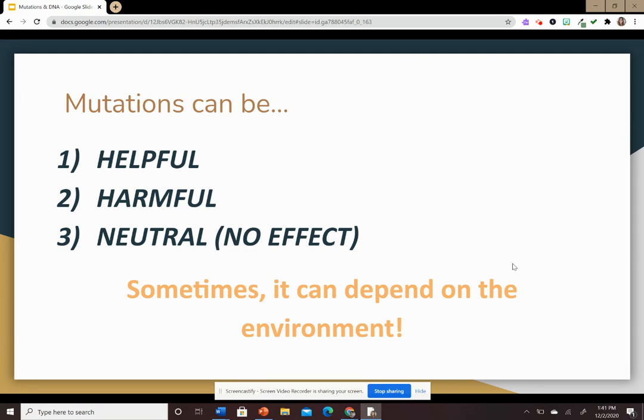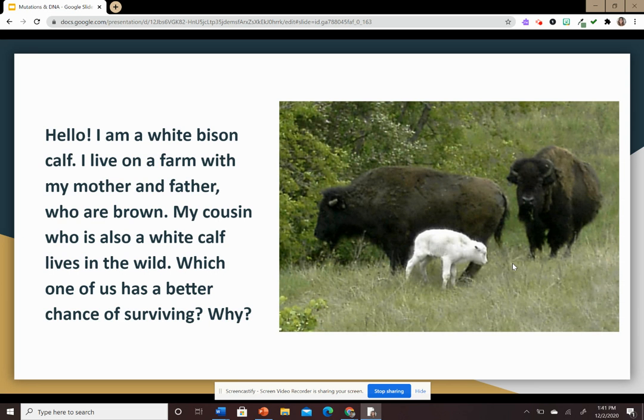So mutations can either be helpful, harmful, or neutral. And usually it really all depends on the environment. So these mutations can't necessarily change, but a mutation can go from being helpful to being harmful depending on the environment. So we talked about this on Monday in our Google Meet, right? So this bison right here is white. It has albinism, meaning there's no pigment in its fur color.